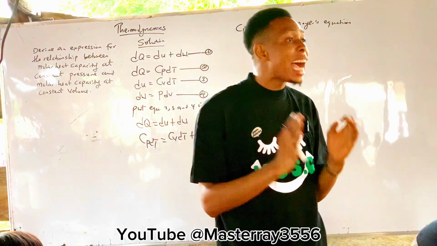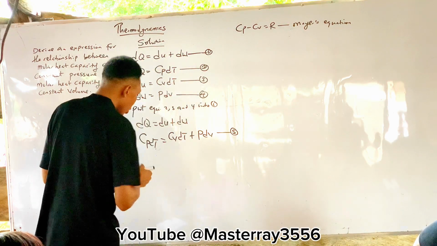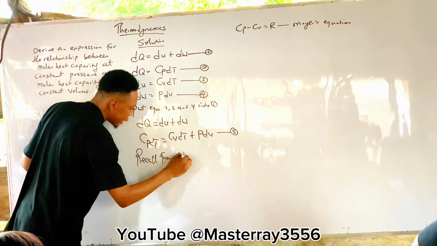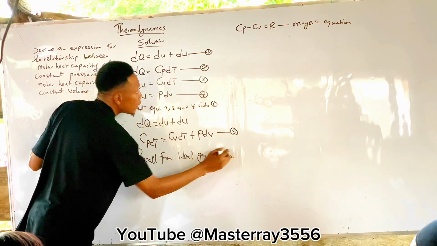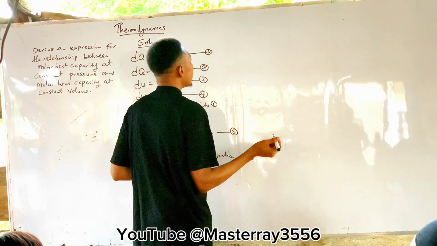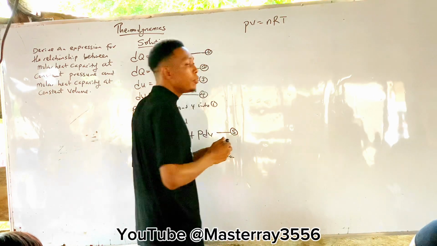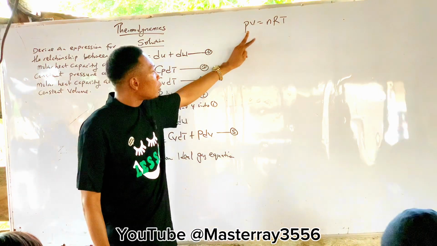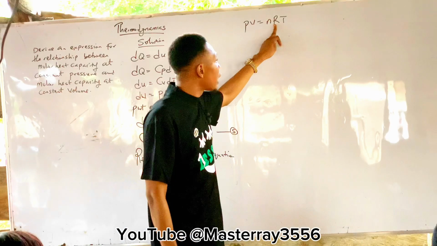How do you introduce that R? You recall from your ideal gas equation. Are you following? From the ideal gas equation, don't forget we have PV equals nRT. You can remember this equation, right? So PV equals nRT, where P represents pressure, V volume, n the number of moles, R the ideal gas constant, and T the temperature.